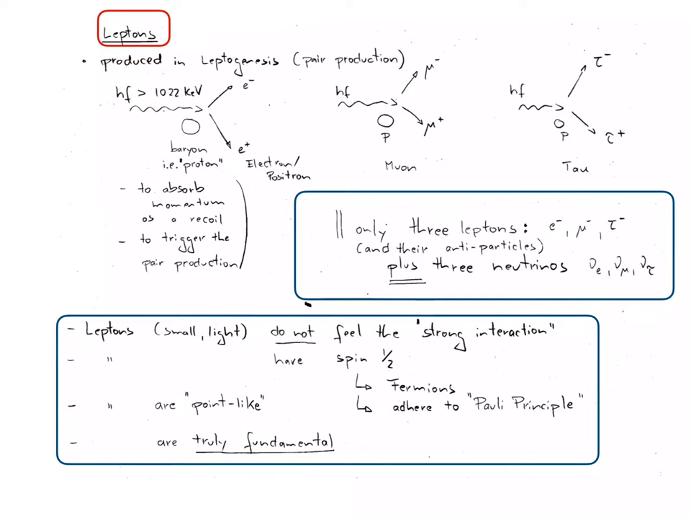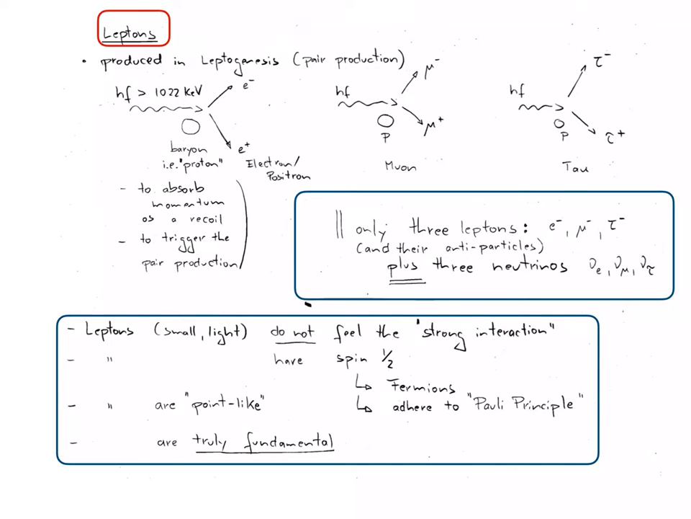There are 3 leptons in the standard model of particle physics, and for reasons I don't want to go into now, each of them also has a neutrino. There is an electron neutrino, nu e, a muon neutrino, nu mu, and a tau neutrino, nu tau. Associated with each antiparticle is an antineutrino, the anti-nu electron, the anti-nu mu, and the anti-nu tau.